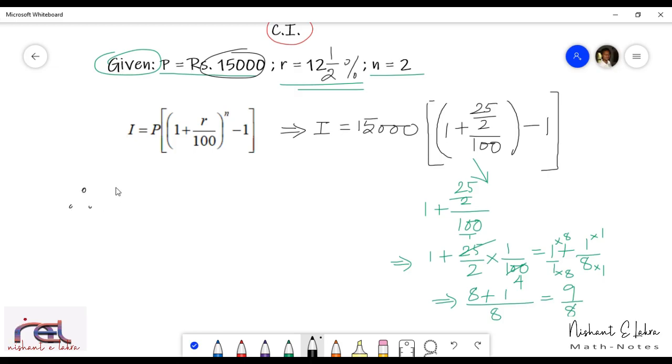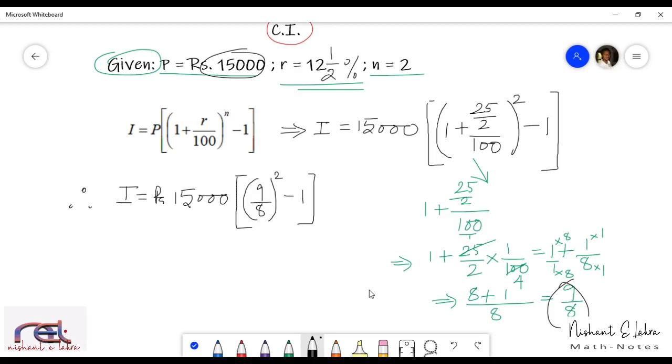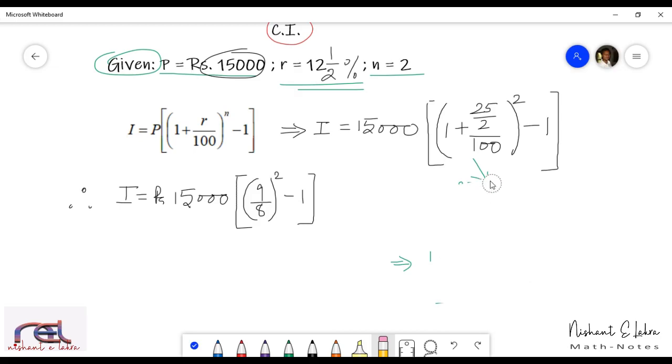Therefore, the interest is equal to, we'll replace the values here. We'll write the value of n over there, square. I had forgotten to write it. I hope you don't mind. So we get 9 by 8 whole square minus 1. This is what we get after we replace the values. Let us solve it further.